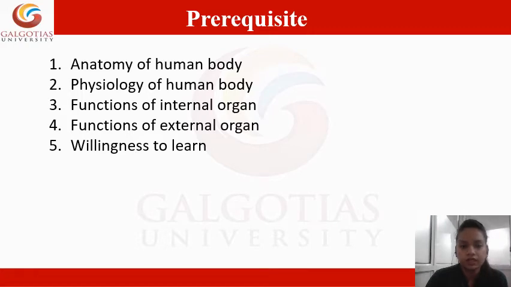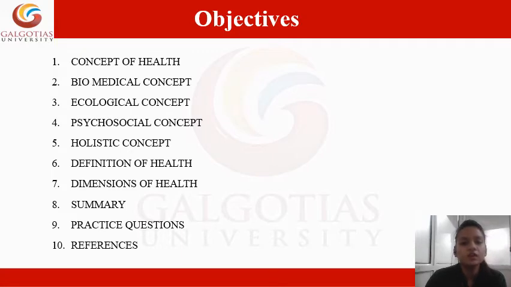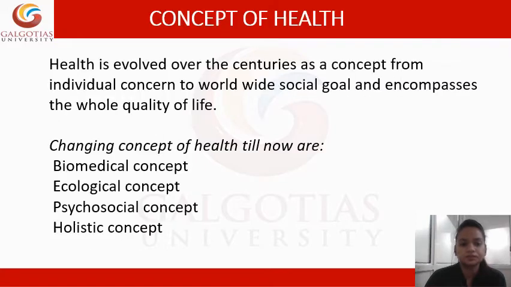The topics are anatomy of the human body, physiology of the human body, functions of the internal human body, and functions of the external organs of the human body. I have already shared all these topics earlier in PPTs. The objectives of the lecture are the concept of health, biomedical concept, ecological concept, psychosocial concept, holistic concept, definition of health, dimensions of health, summary and practice questions.